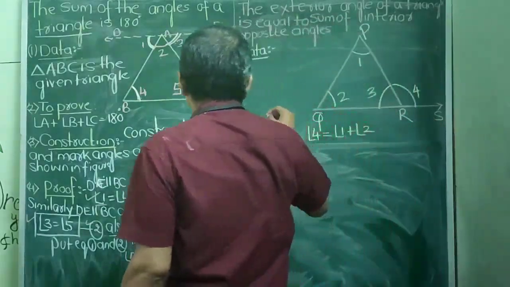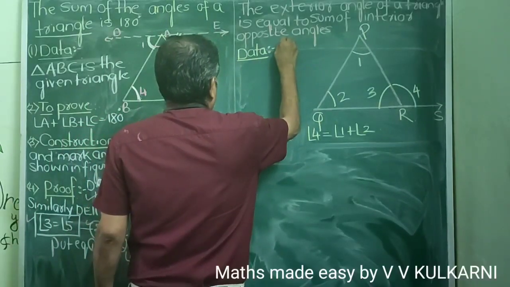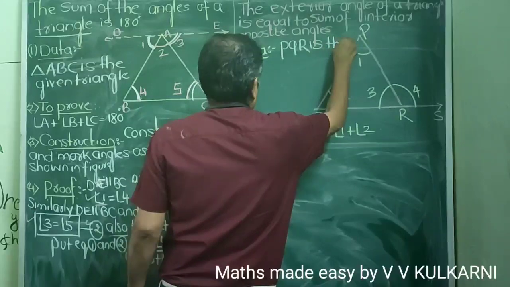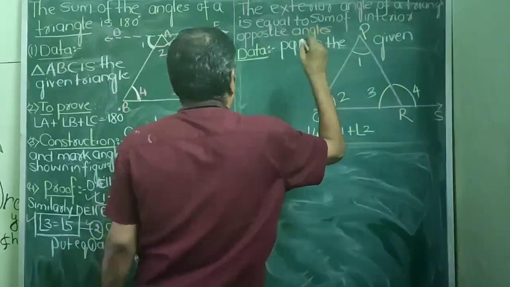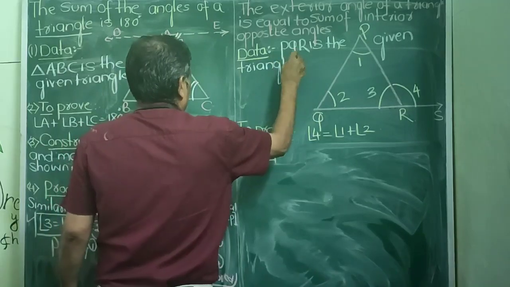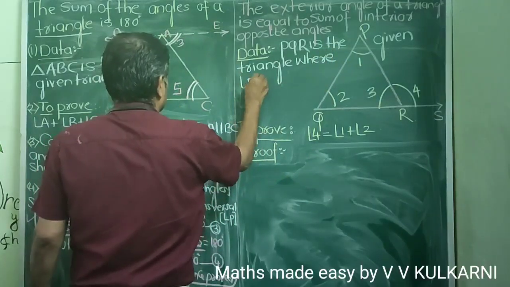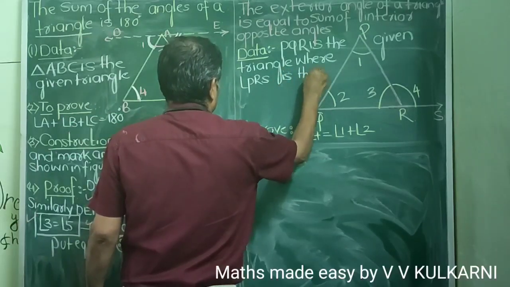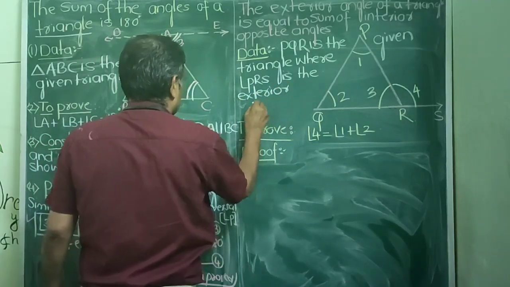So what I will do here is write: given PQR is the given triangle where angle PRS is the exterior angle. Angle PRS is the exterior angle.